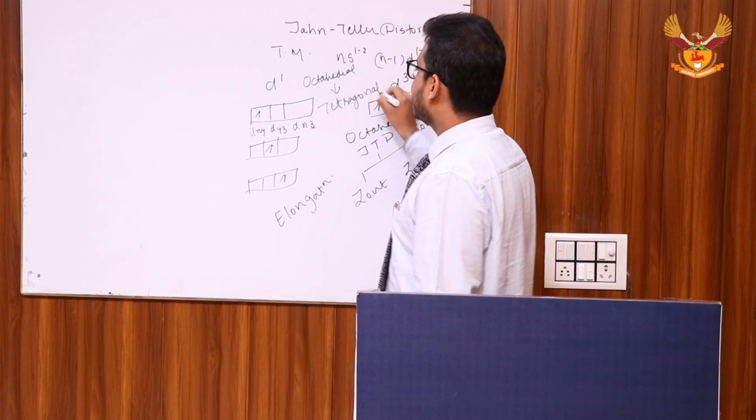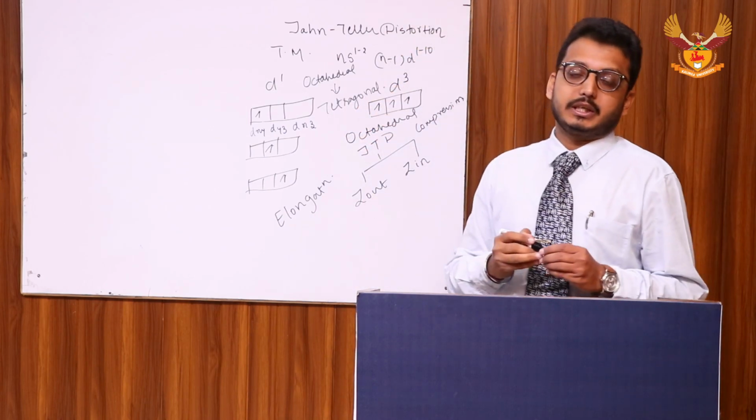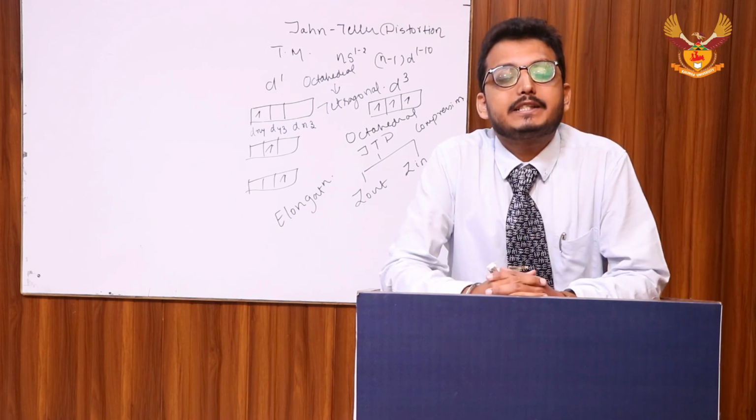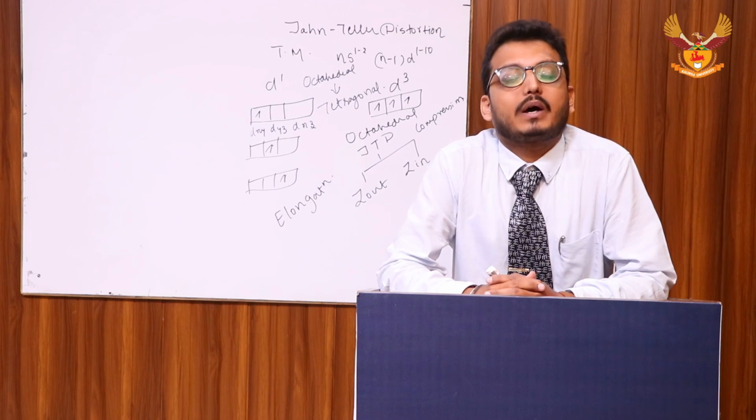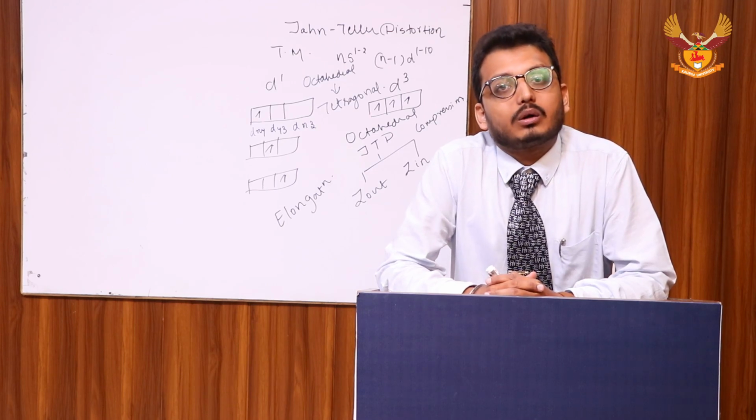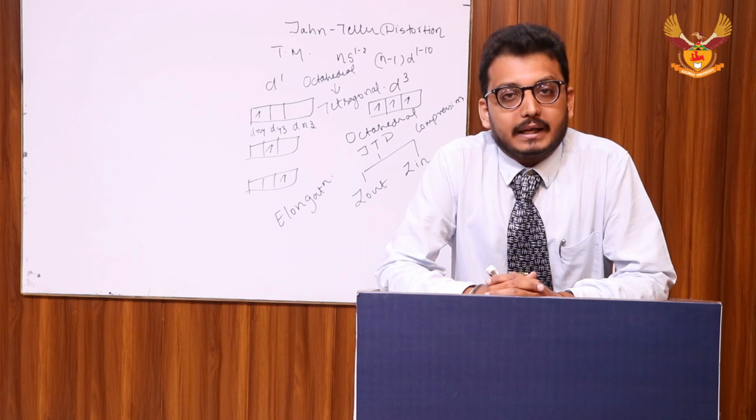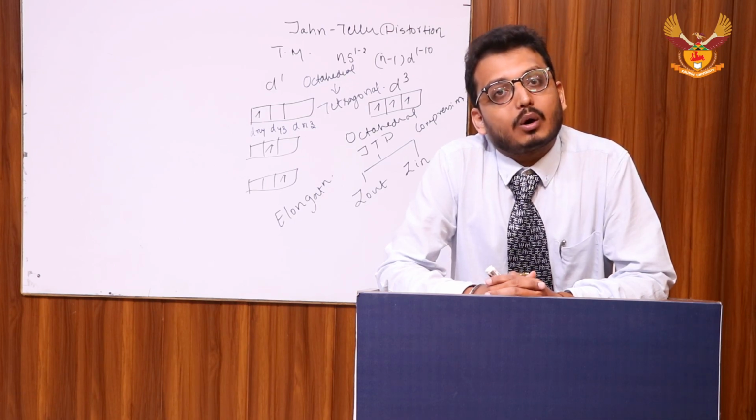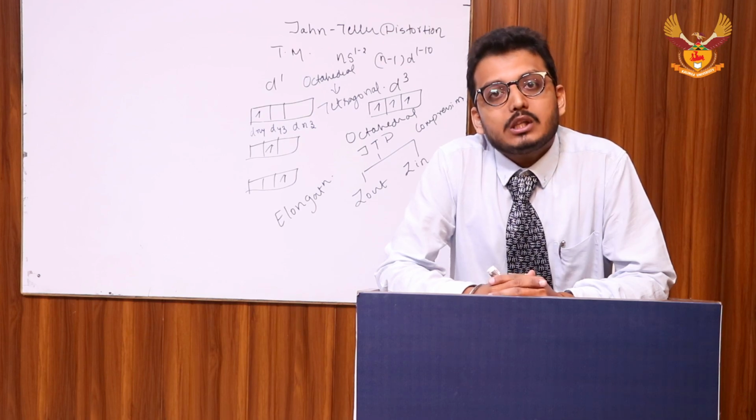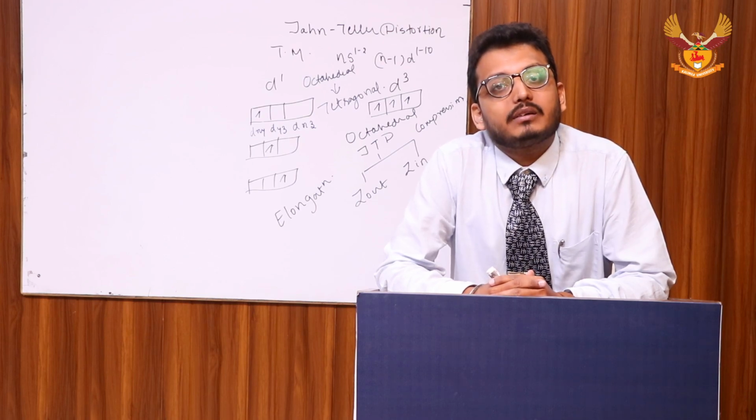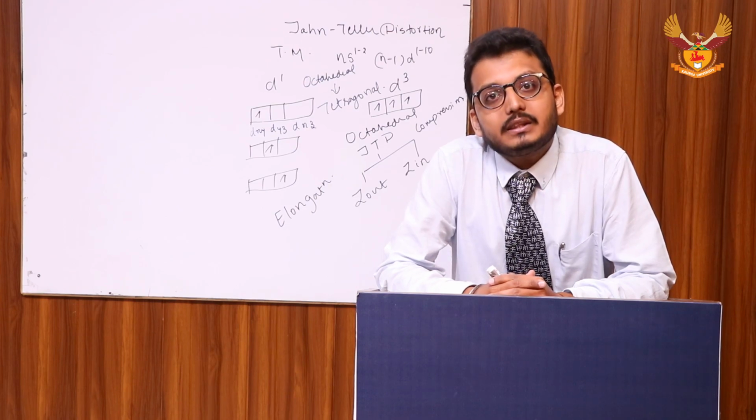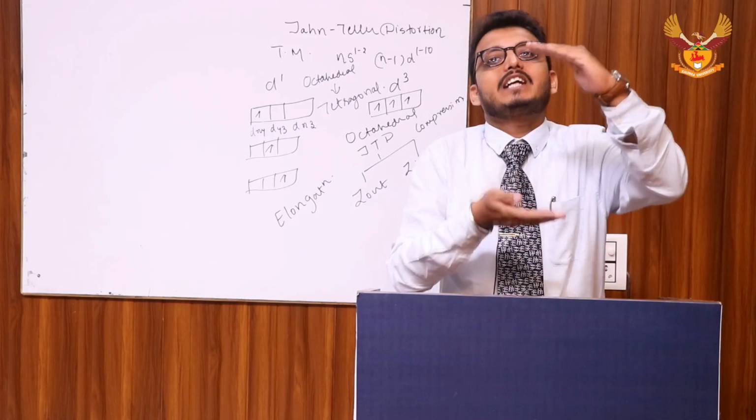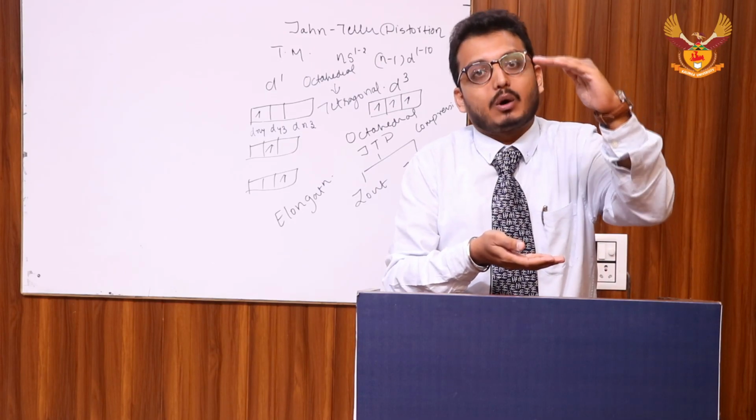Z out type of distortion leads to elongation because the dz square and dx square minus y square orbitals are present along the axis, and in a complex, when the ligands donate the electron, they donate the electron along the axis. So the electrons from the ligand and the electrons from the transition metal suffer repulsion, and because of this repulsion there occurs difference in the energy levels of the orbitals, leading to the elongation.